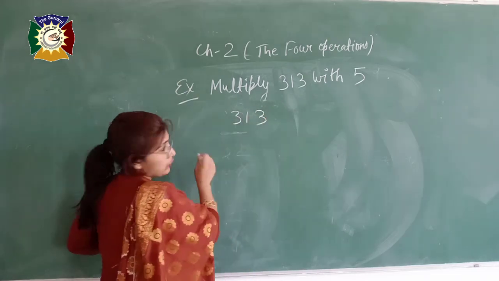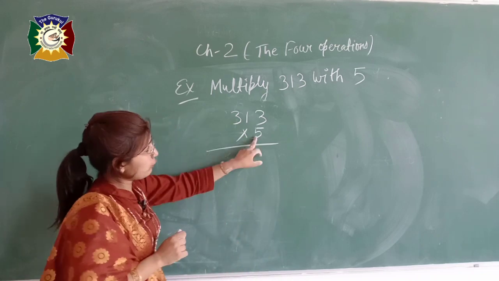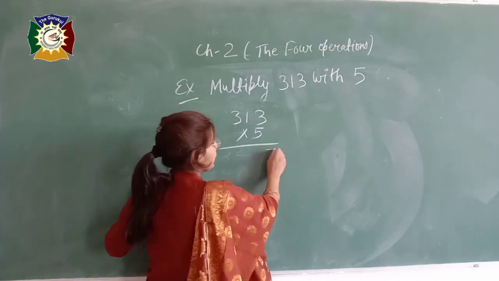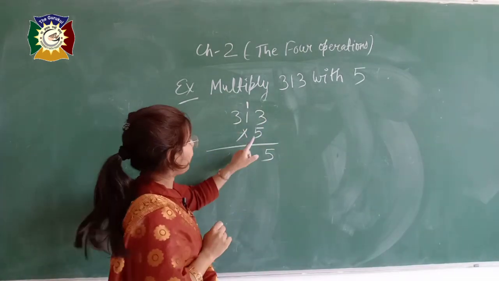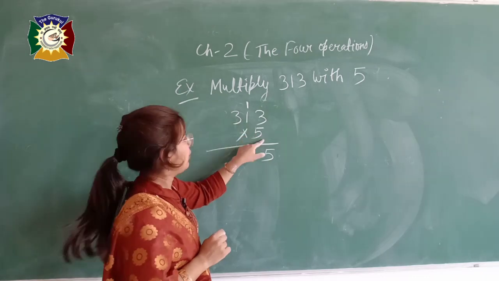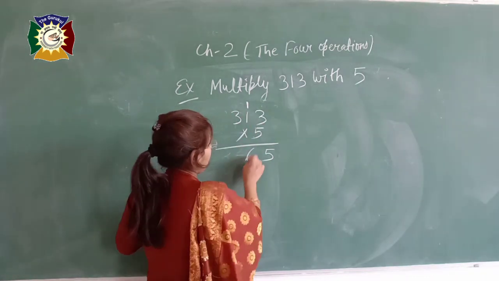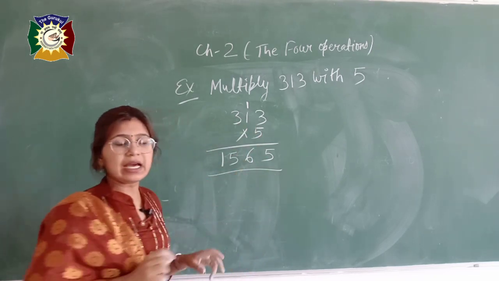313. You have to multiply it with 5. See, 5 3s are 15. You have to put 5 here and 1 as carry here. Now 5 into 1 is 5. 5 1s are 5 plus 1, that is 6. Again 5 3s are 15. This is your required answer.